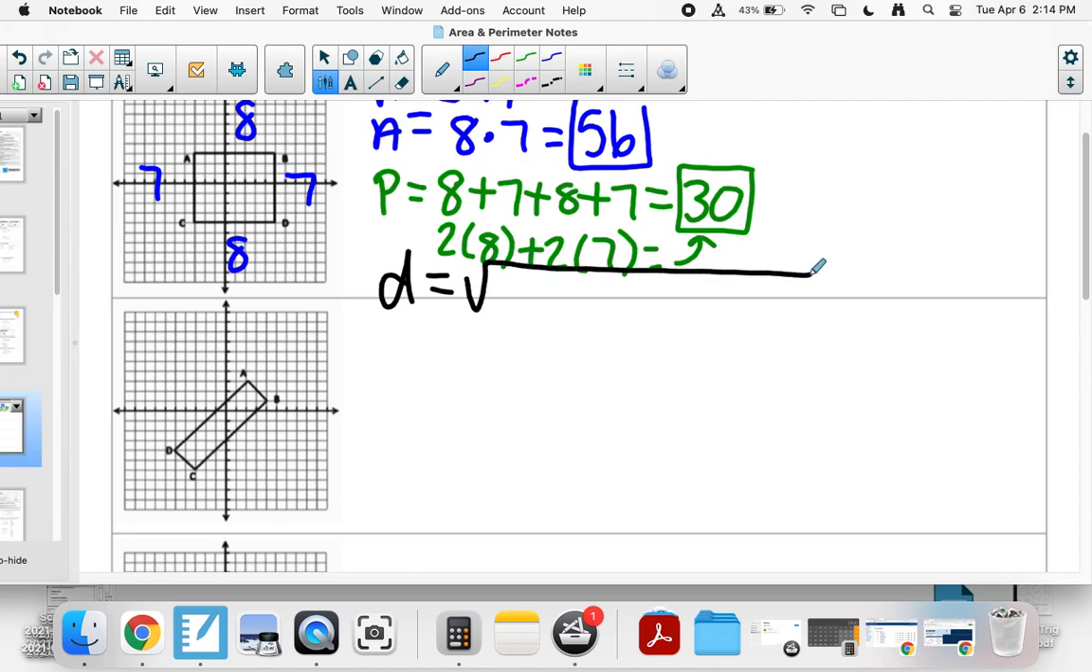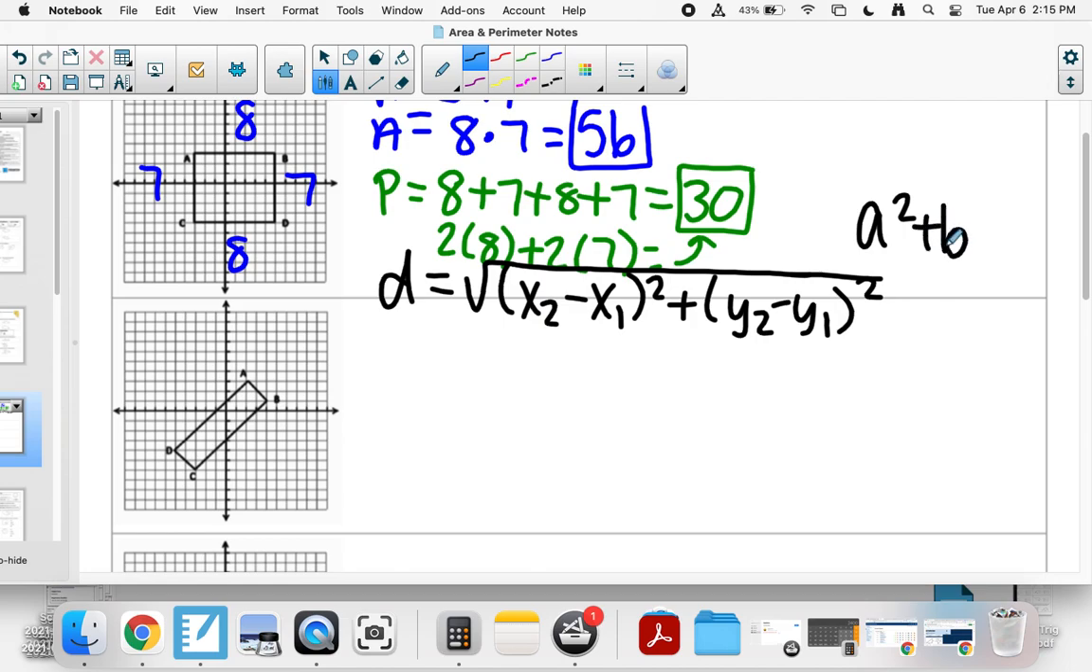If you don't want to write it, that's fine. We subtract our x's squared plus subtract y squared. That's the distance formula. The Pythagorean theorem is a squared plus b squared equals c squared.